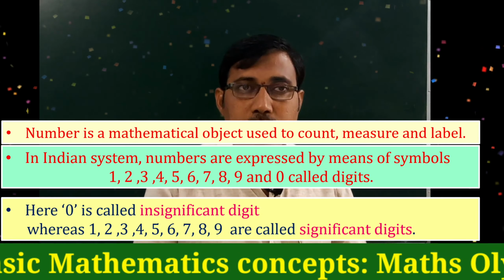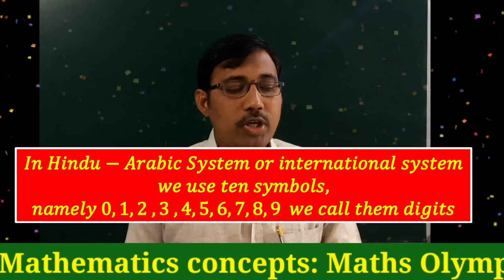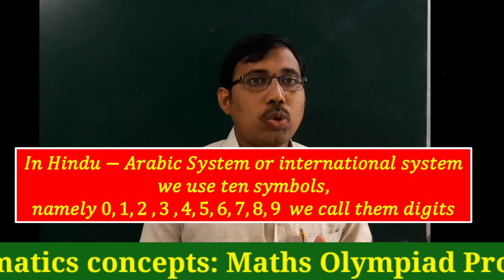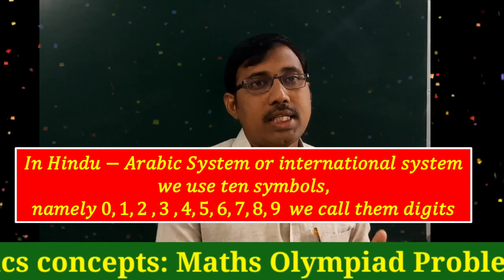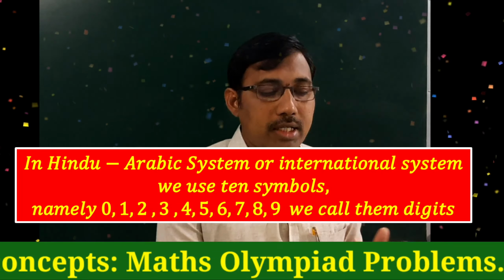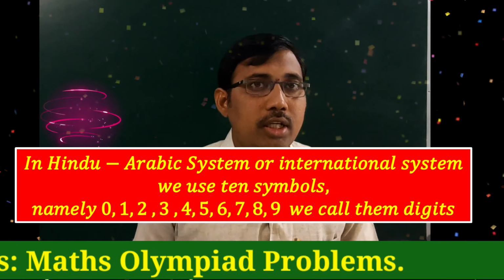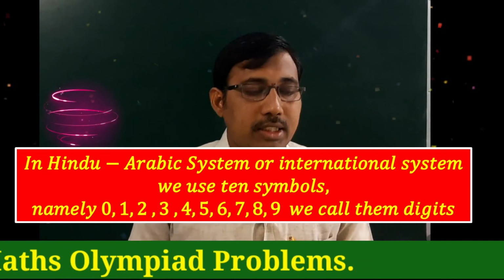In the Indo-Arabic system or international system, we use 10 symbols, namely 0, 1, 2, 3, 4, 5, 6, 7, 8 and 9. These are called digits. In mathematics, there are 10 digits.